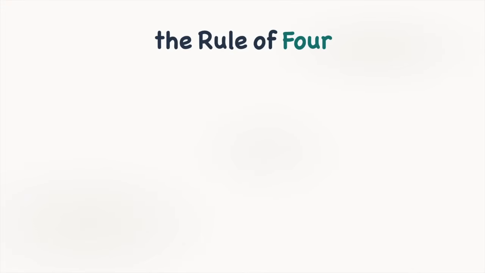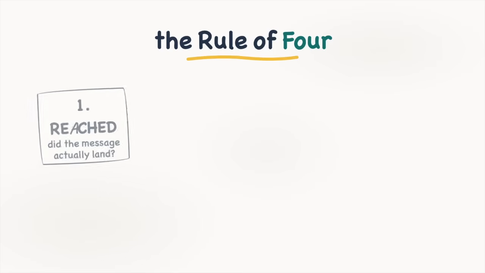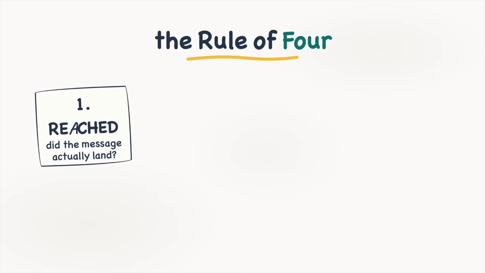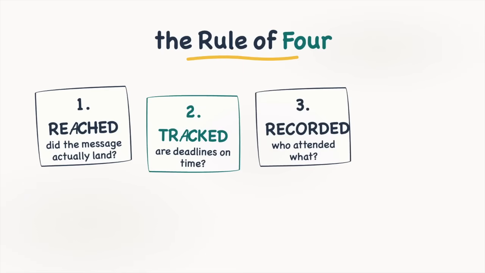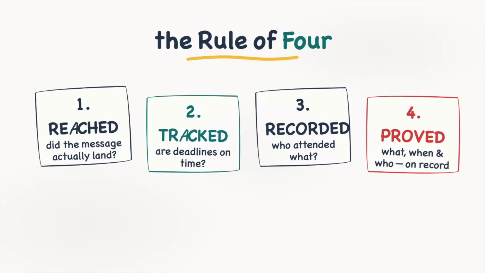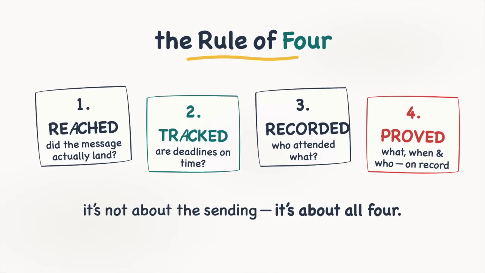Okay, let's dive into this rule of four because it brilliantly captures the true challenge for affordable housing teams. It's not about the sending. It's about making sure residents are actually reached. It's about making sure deadlines are accurately tracked. It's ensuring attendance for community events is recorded. And perhaps absolutely crucial for compliance and leadership, it's about being able to prove what happened, when it happened, and exactly who was involved.